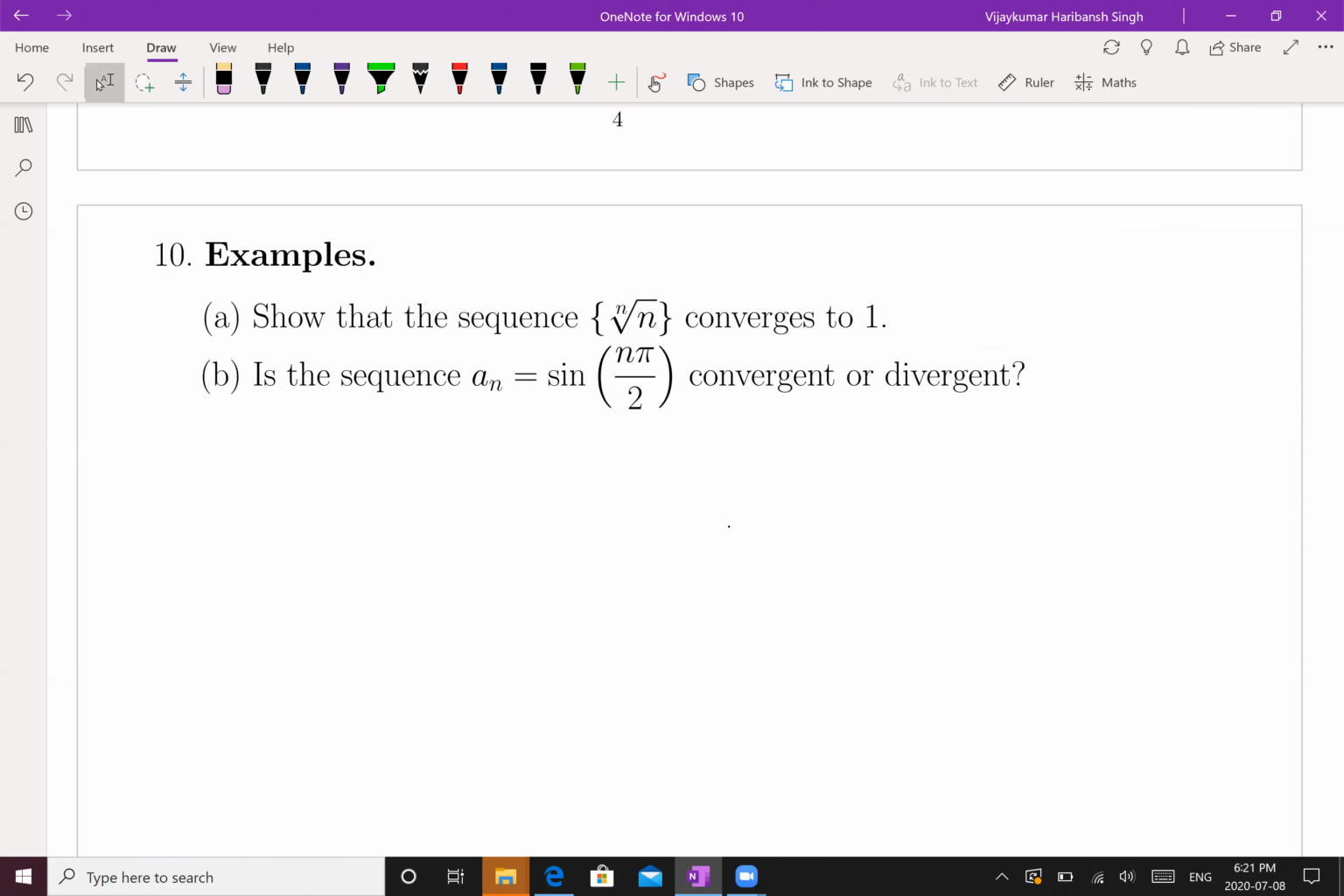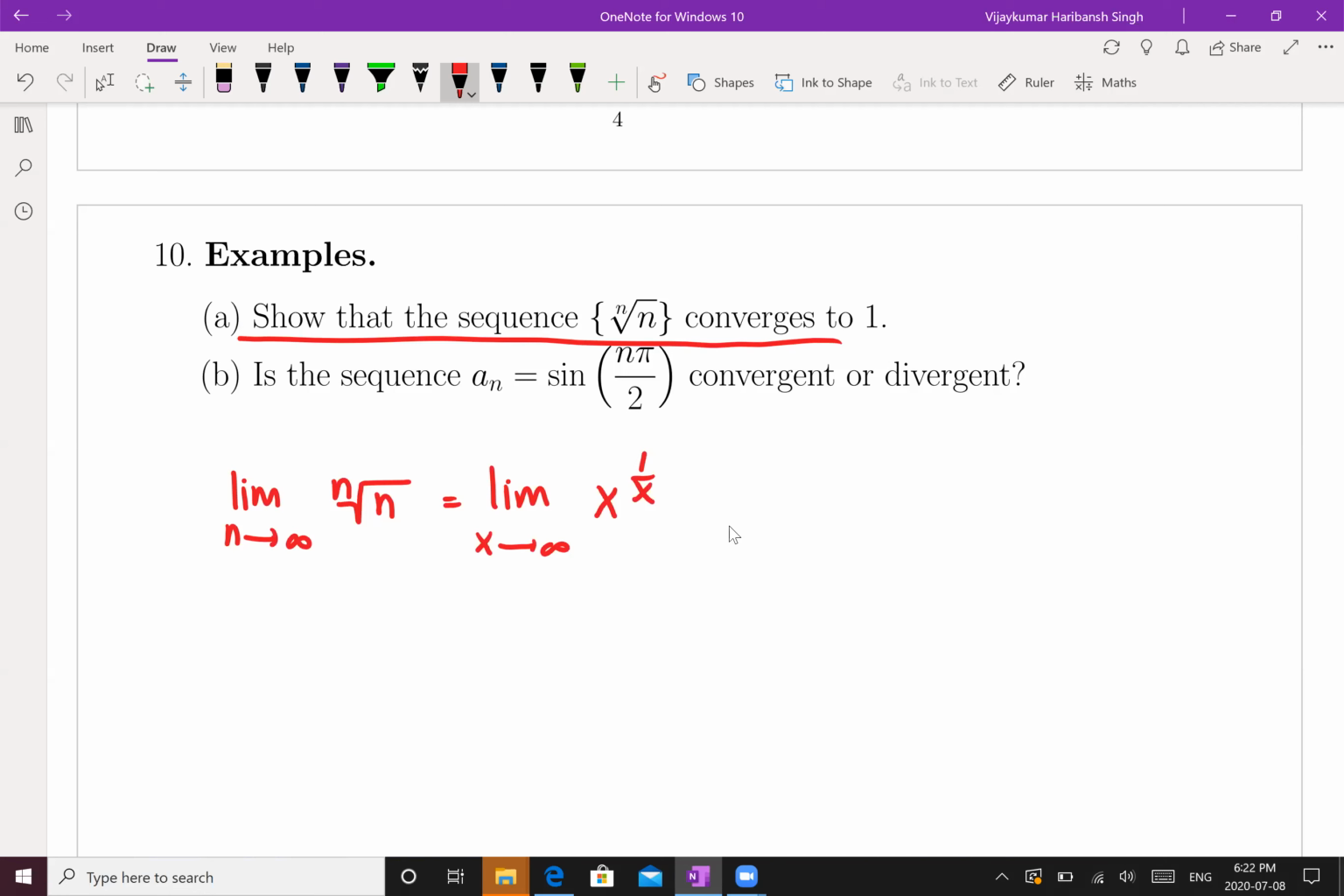Now, show that this sequence converges to 1. So we are interested in limit as n goes to infinity of the nth root of n. What we'll do is the following. This is the same as limit as x goes to infinity of x to the power 1 over x, because the nth root of n is the same as n to the power 1 by n. Now as x goes to infinity, this is of the form infinity to the power 0, an indeterminate form.